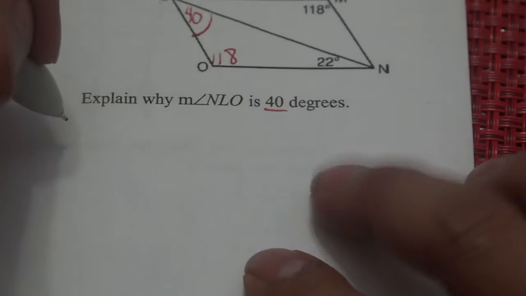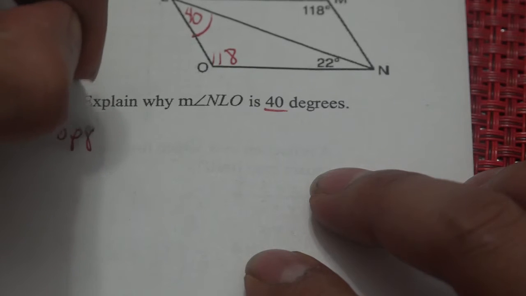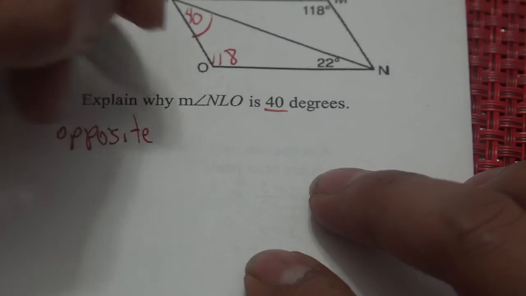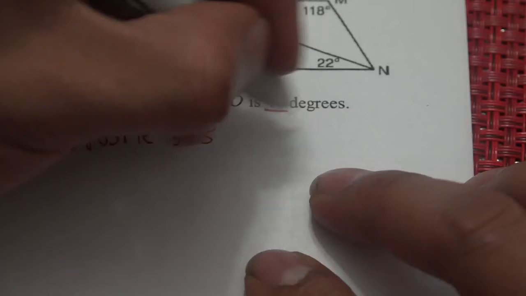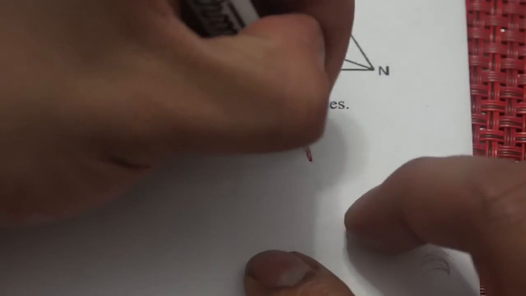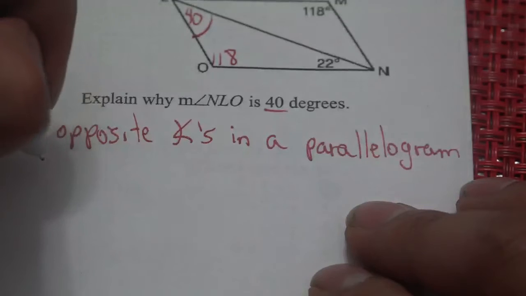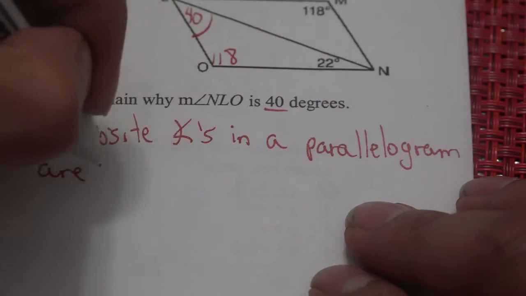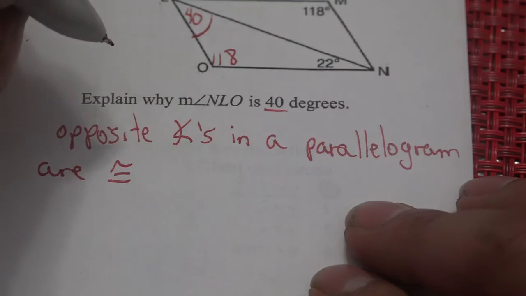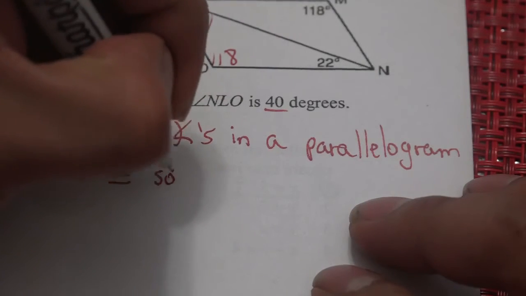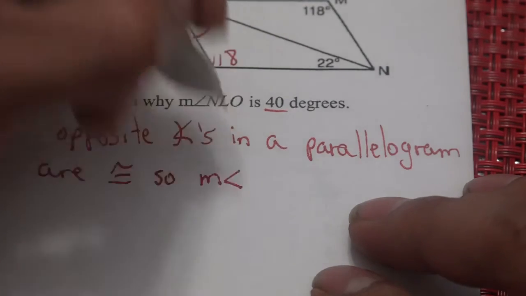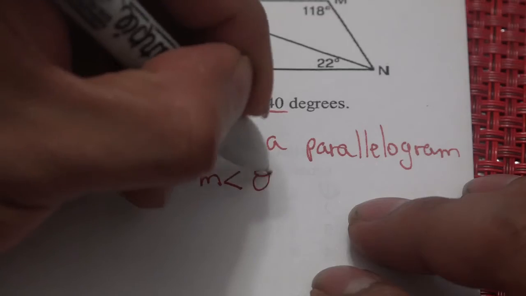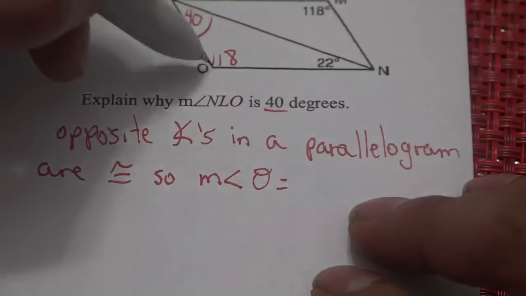Fine. Okay. So this is what I said. Opposite angles in a parallelogram are congruent. So measure of angle O is 118.